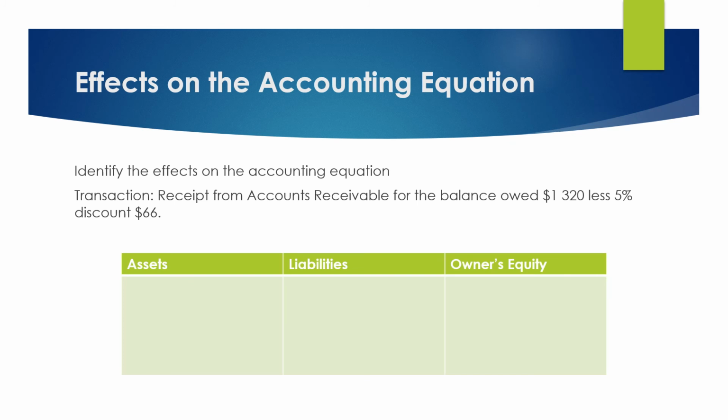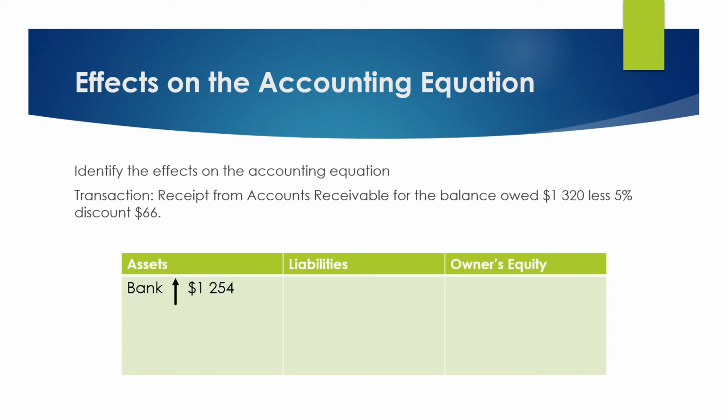Now let's identify the effects on the accounting equation of this transaction. The receipt from accounts receivable for the balance owed $1,320 less 5% discount of $66. Because we know that this is a cash transaction where we have received cash from the accounts receivable, we know that our first effect would be on the bank, which is an asset. In this case here, the bank has increased by $1,254, which represents the physical cash that has been received from the accounts receivable Sweet Shop.